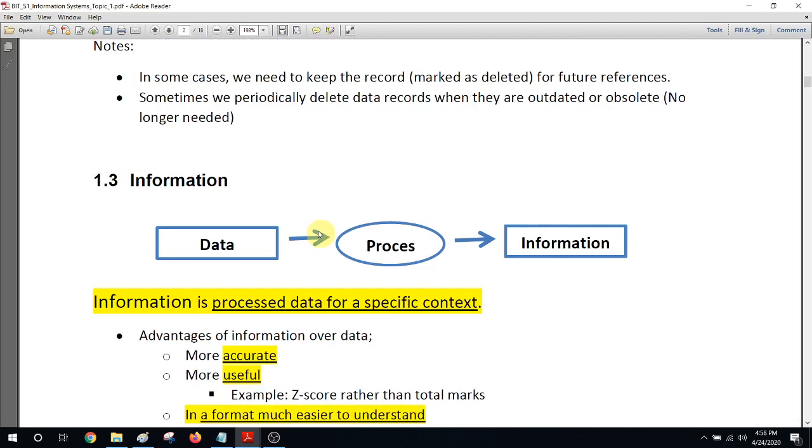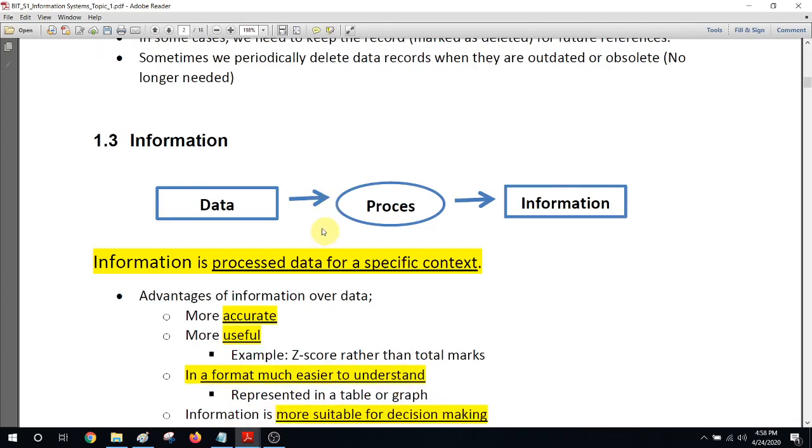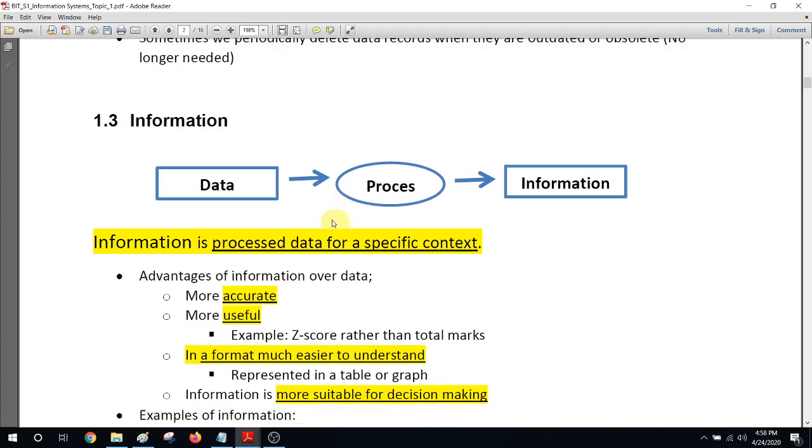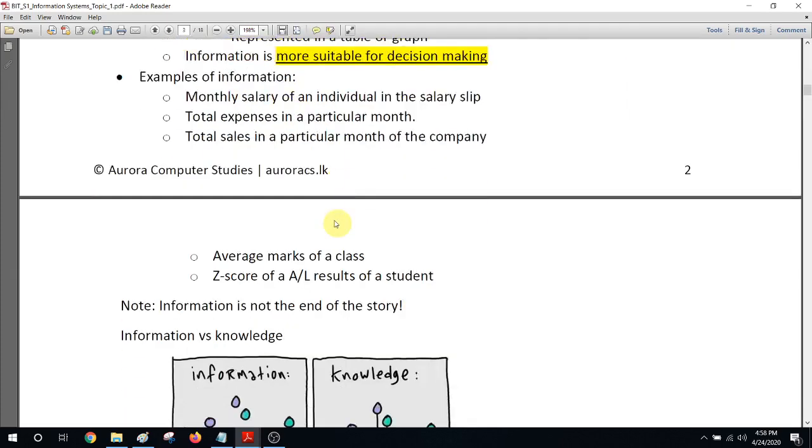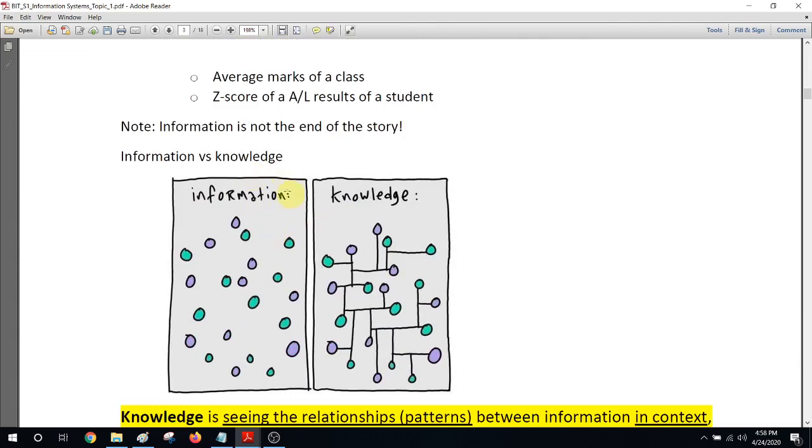So there are some features of information. Obviously, information is going to be more useful than data, and at the same time, information is going to be more accurate, easier to understand, and there are so many other features, right? So understand the difference between data and information, because our subject is basically information systems that generate information, right? So information is not the end of the story.